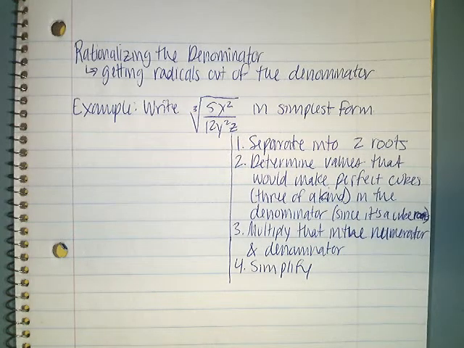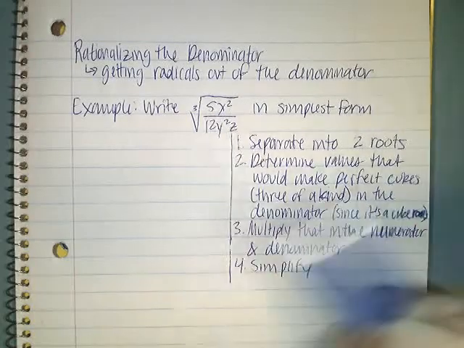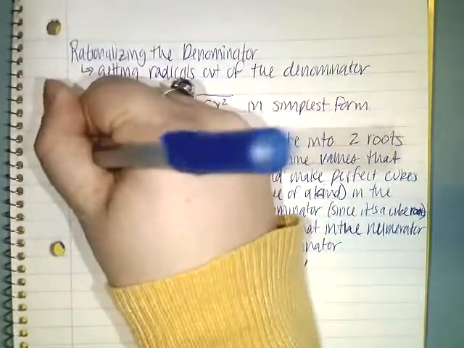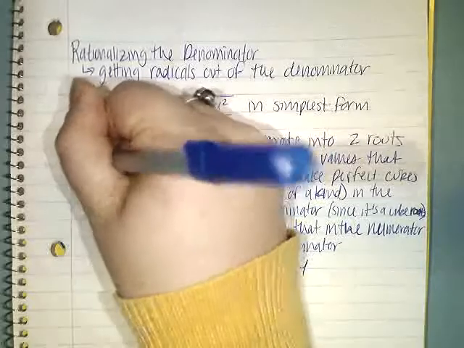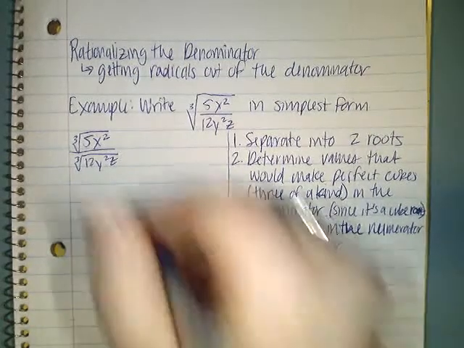So the first step to rationalizing this denominator is separating the numerator from the denominator and writing these as two separate roots. So in our last examples, we practiced going from 2 roots to 1 root. Now we're going to take this from 1 root into 2. So I'm going to rewrite this as the cube root of 5x squared over the cube root of 12y squared z.